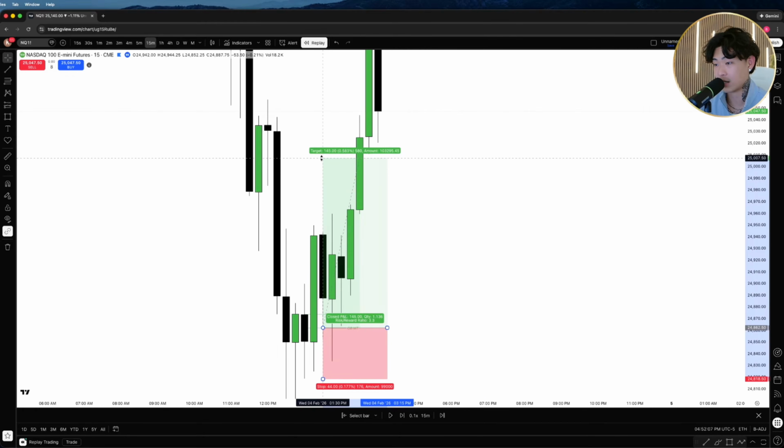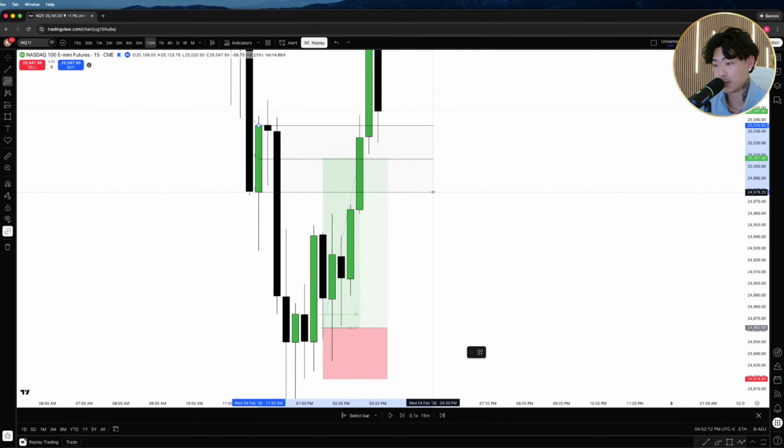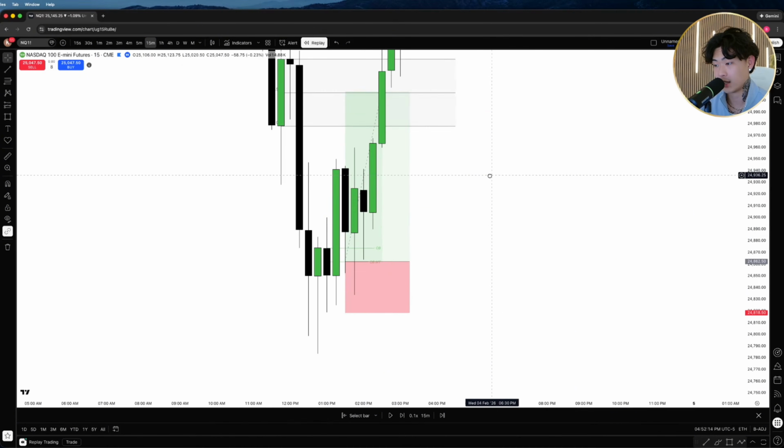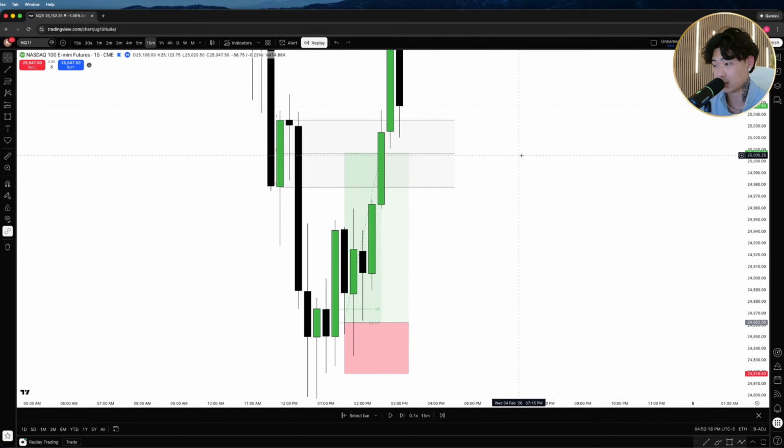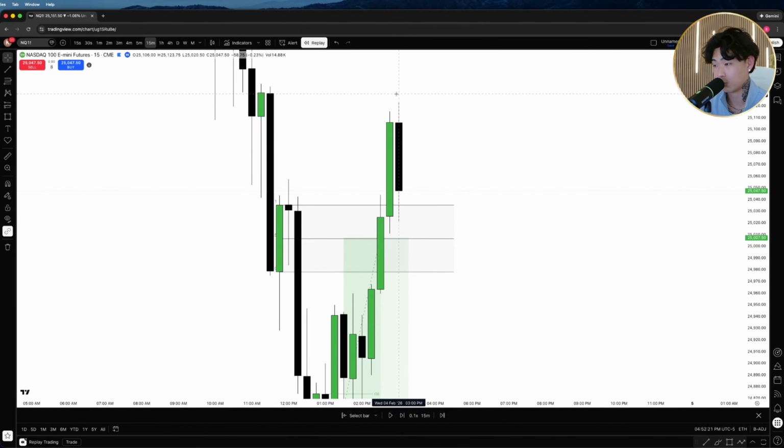Just like fair value gaps, you can use order blocks as targets. So, we actually had a bearish order block up here. So, what do we have? We had delivery from a bullish order block to a bearish order block right here. And in this case, we closed past it.